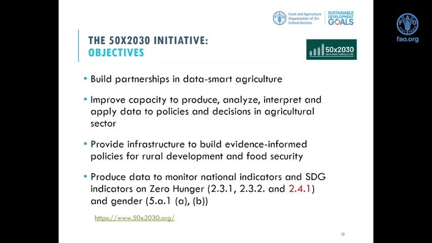The 50 by 2030 initiative has more or less the same goals in terms of improving the capacity of countries to produce agricultural data and for better evidence-informed policy. But it was explicitly conceptualized as a tool to produce the SDG indicators for zero hunger, Goal 2 of the SDGs, in particular 2.3.1, 2.3.2, and 2.4.1, the sub-indicators that are linked to agricultural surveys as a tool, and also 5.a.1, a and b, about gender. So this is explicit. There is this intention to support countries in producing these indicators.